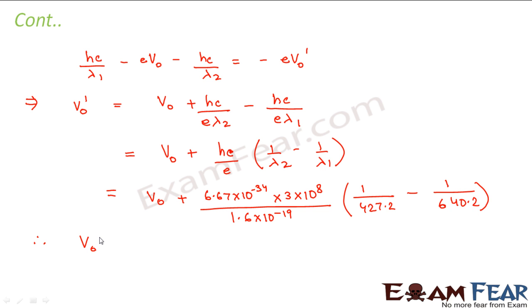So therefore, V naught dash comes out to be 2.401 into 10 to the power minus 19 joules, which when converted into electron volts by dividing by 1.6 into 10 to the power minus 19 coulombs, it becomes 1.5 electron volts. So this would be the new stopping potential when the new light of the new wavelength is used.